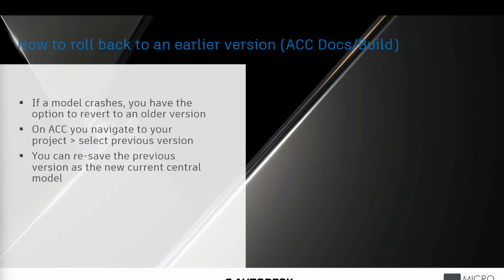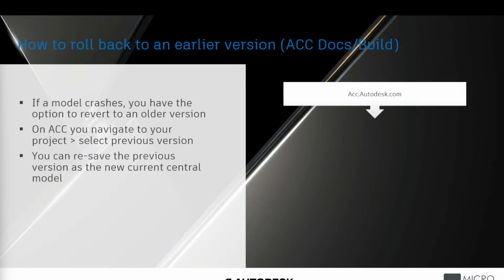So how to roll back to an earlier version on ACC Docs or Build. If a model crashes, you have the option to revert to an older version or previously saved version. On ACC, you can navigate to your project, select a previous version via the docs. You can choose to resave the version as the new central model. This is generally done by the BIM manager or the project administrator or the account administrator, depending on the permissions level.